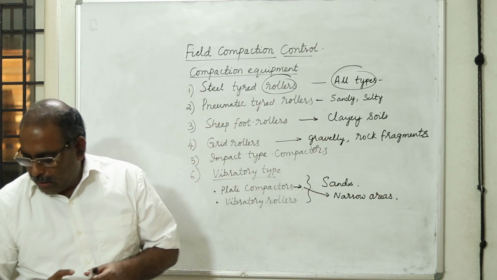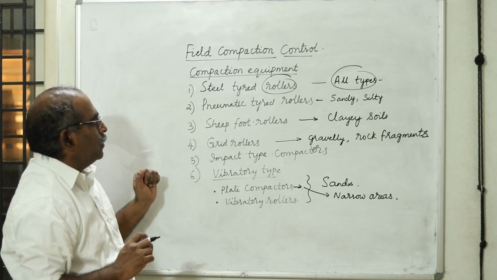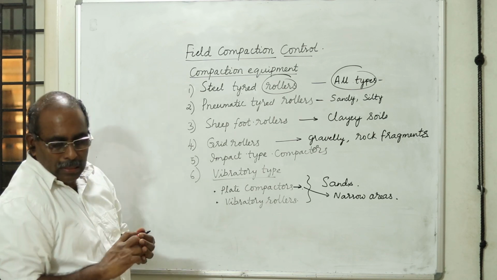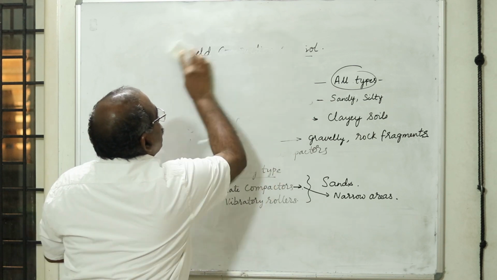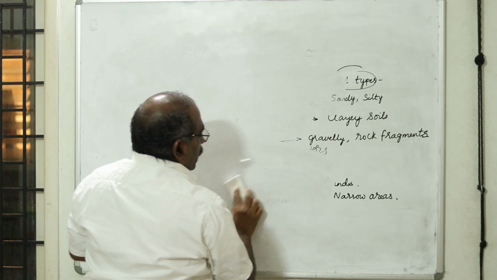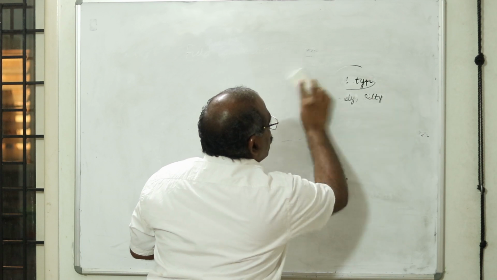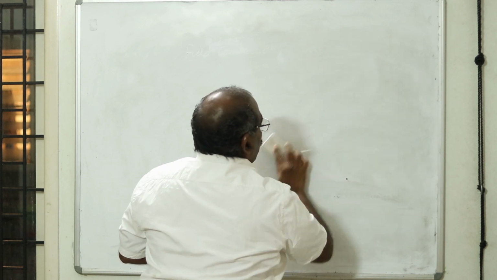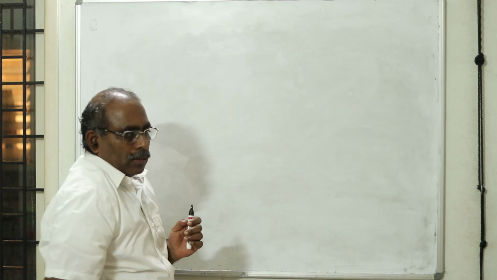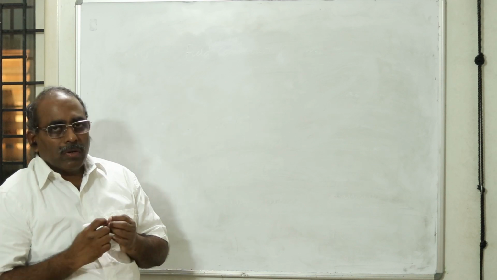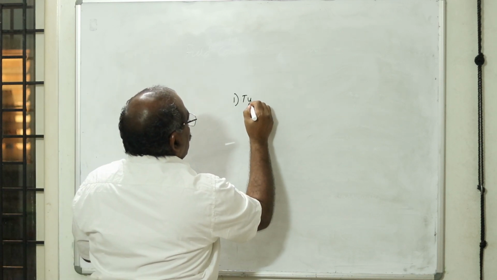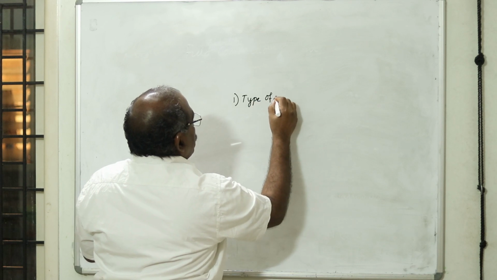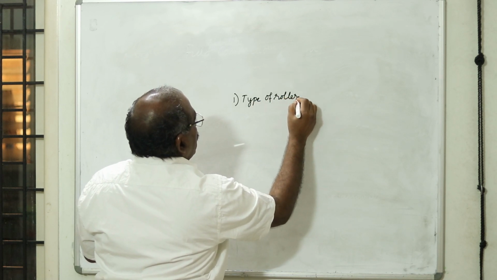Now this is about the different types of compaction equipment. Next aspect is about when you are doing the field compaction, you need to check whether the required amount of compaction has been done. For this, there will be a contractual agreement, and the type of roller will be decided.